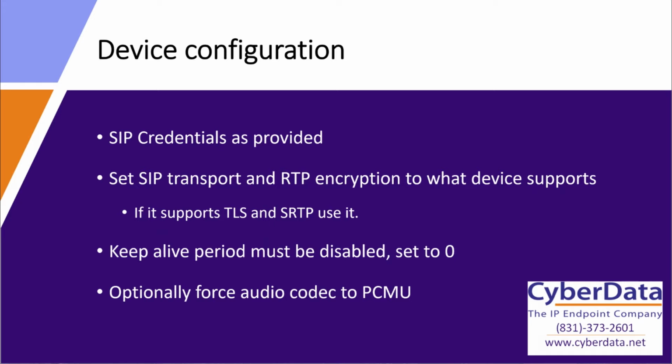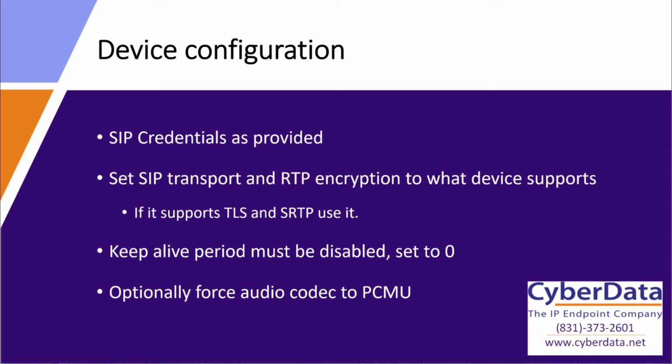There is one setting that you will want to adjust in addition to the regular SIP credentials that you'll get from RingCentral. One setting on our end we call the keep alive period, and that's going to be on the SIP tab of your CyberData device, on any CyberData device from an intercom to a speaker, what have you. That one needs to be disabled and set to 0. Without a long explanation of what that does, if it's not set to 0, your device is just not going to work properly. So just make sure that you set that value to 0.